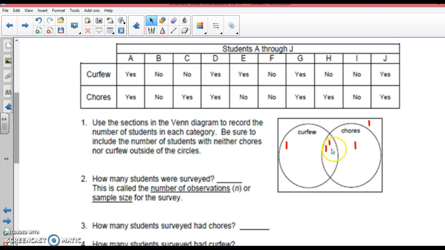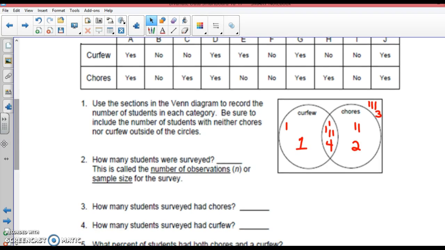We're on 1, 2, 3, 4, 5. No, no. Yes, yes. No curfew, yes, chores. No, no, and yes, yes. So, we've got 4 here, 1 here, 2 here, and 3 here. Make sure that when you do this, that your data adds up to the total amount, which is, in this case, 10, and they do indeed add up to 10.